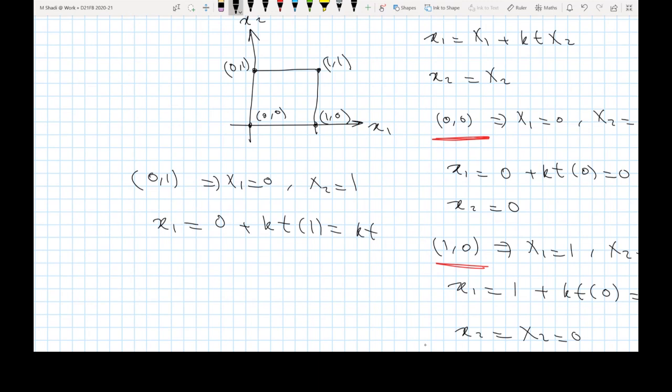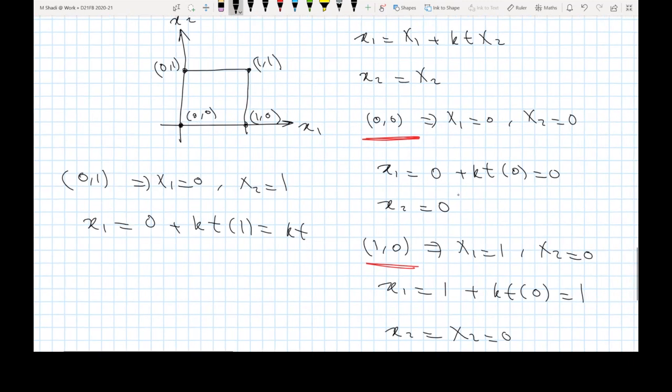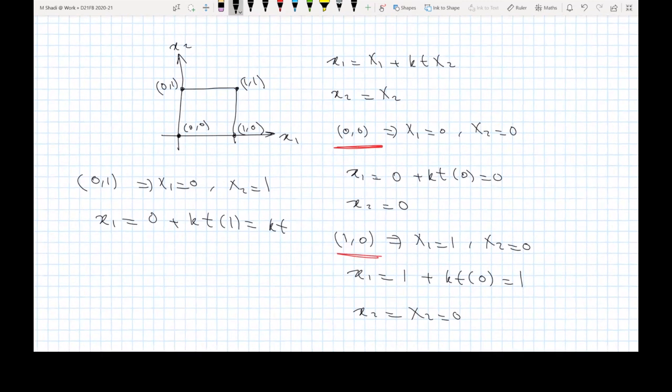Basically, if you look into the first point, it started at (0, 0), and then it ended as well at (0, 0). So the first point has moved nowhere. It stayed basically in the same place. If you look into the second point, (1, 0), you'll see that it started at (1, 0) and ended up at (1, 0). So it ended up exactly in the same place.